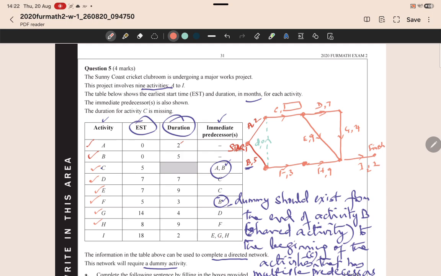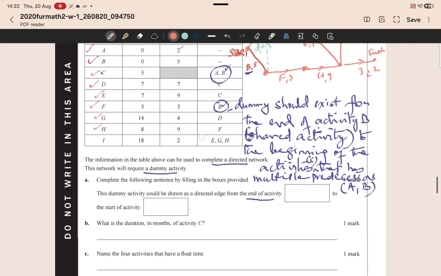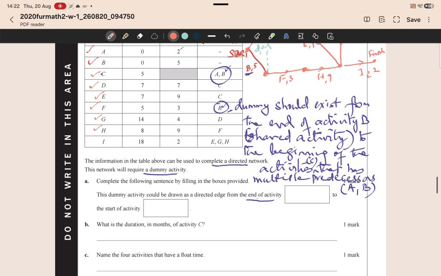So the question is now, what is the duration of activity C? Firstly, let us complete this box from the end of activity B to the beginning of activity C. You have to be careful not to write C to B, because it is from the end of activity B to the beginning of activity C. And the next question says, what's the duration in months of activity C?